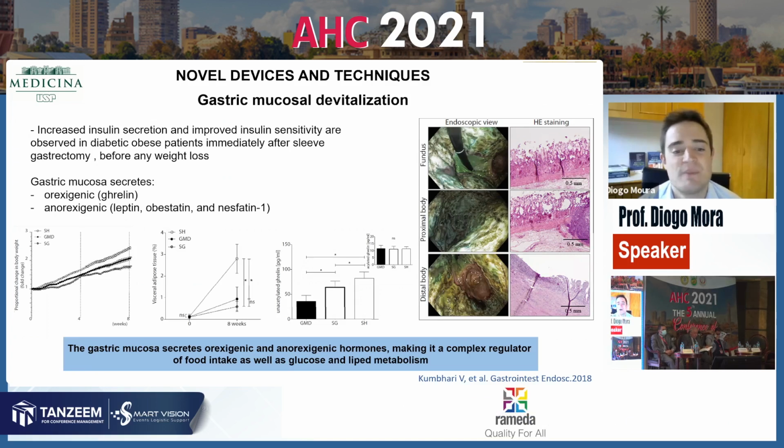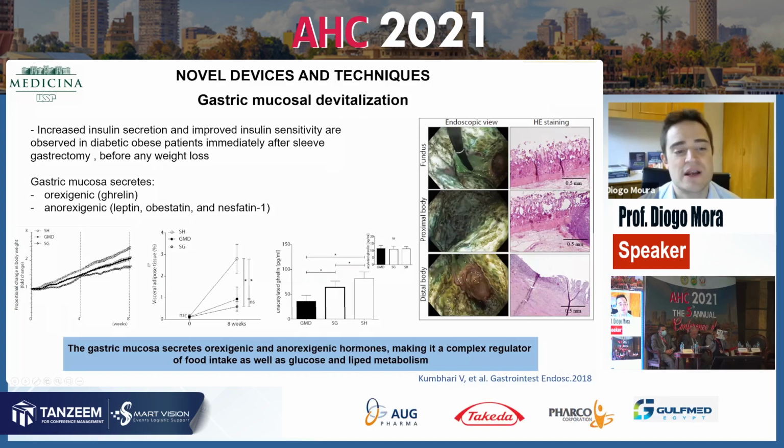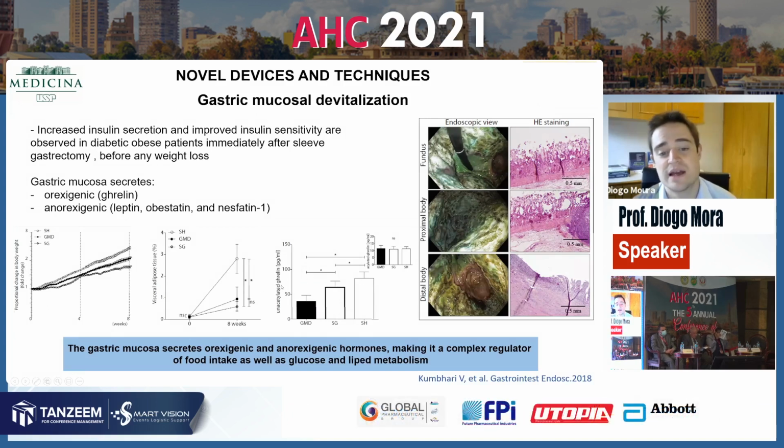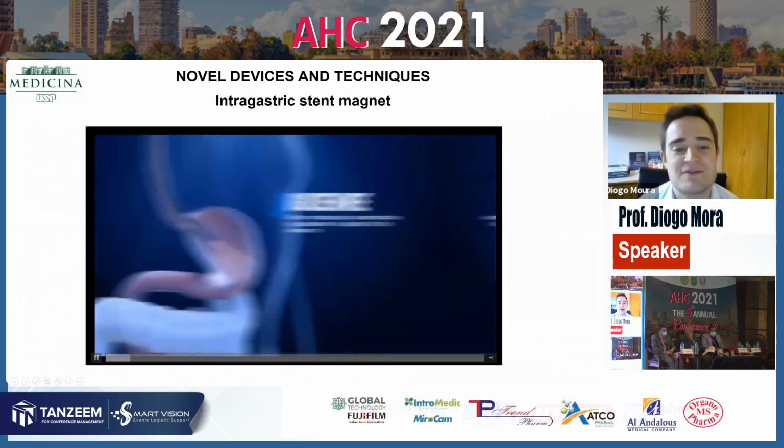So that's why he wanted to burn the mucosa, and he did that in pigs and rats, and these are the results in pigs. So when you do gastric mucosal devitalization, you have a better result than the sham group, however, not as good as the sleeve. You can see the analysis related to weight loss, related to visceral adipose tissue, and also a hormonal alteration such as unacylated ghrelin.